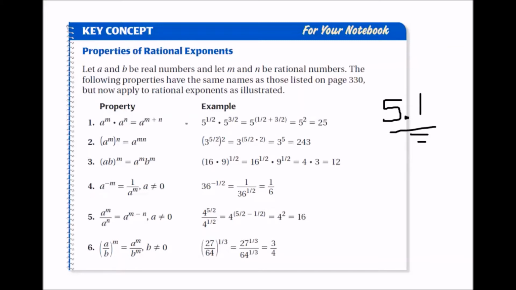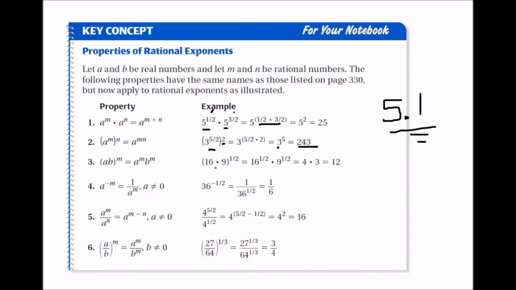So the first thing is when you multiply the same base together with different exponents, you add the exponents up, so 5 to the 1/2 times 5 to the 3/2 equals 5 to the 1/2 plus 3/2 equals 5 squared equals 25. The second one, when you take an exponent to an even higher exponent, you multiply, so that's how you got 3 to the 5/2 times 2, which is equal to 3 to the 5th, which is equal to 243.